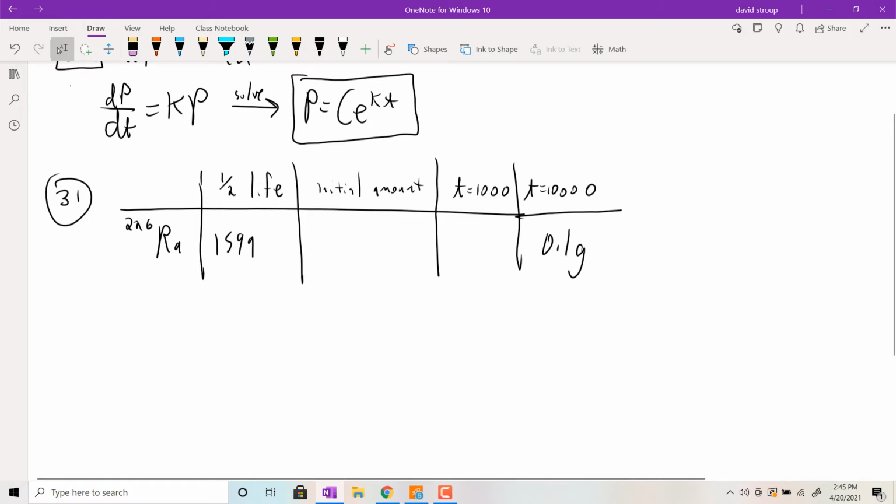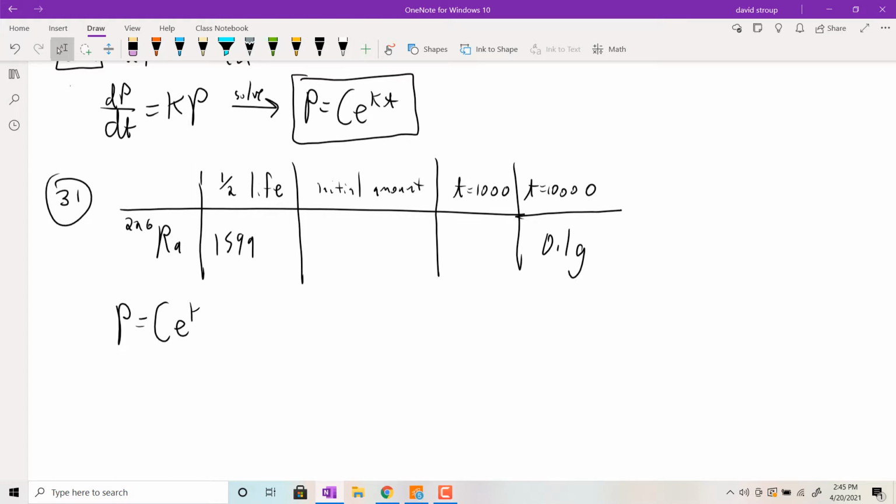So you can use this formula. You don't have to derive it. P equals C e to the kt. Population is equal to the initial amount times e to the kt. You want to chase down the unknown variables, and the first thing you can chase down is the k value. The half-life says in 1599 years, half the initial amount will be gone. So 1/2 of C will be left over when we plug in 1599 for t.